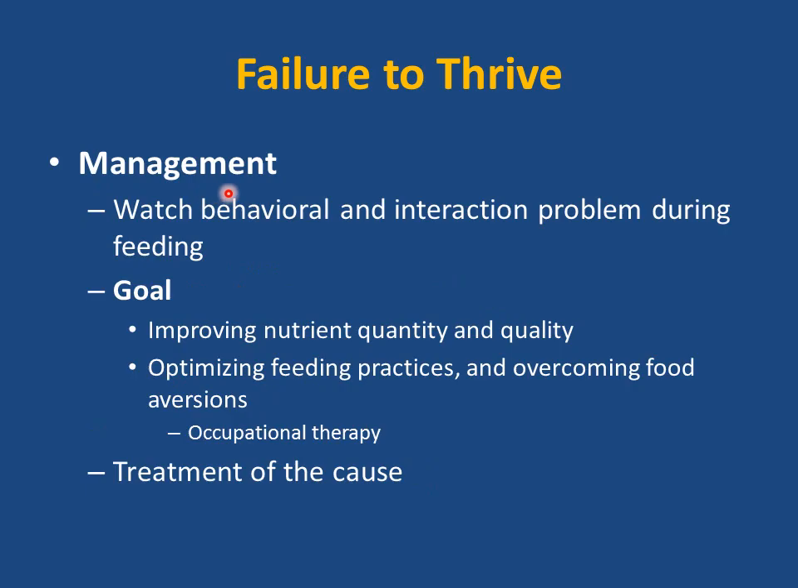Management of failure to thrive. Failure to thrive management is a multidisciplinary team approach, and this is the best way to manage failure to thrive. Generally, you have to watch for behavioral and interaction problems during feeding between the mom and the child, or the parents and the child. Your goal in the management of failure to thrive is to improve nutrient quantity and quality. Also, you optimize the feeding practices and overcome any food aversion. Occupational therapy and speech therapy can help a lot with that. Also, treatment of the cause or underlying condition is very important.